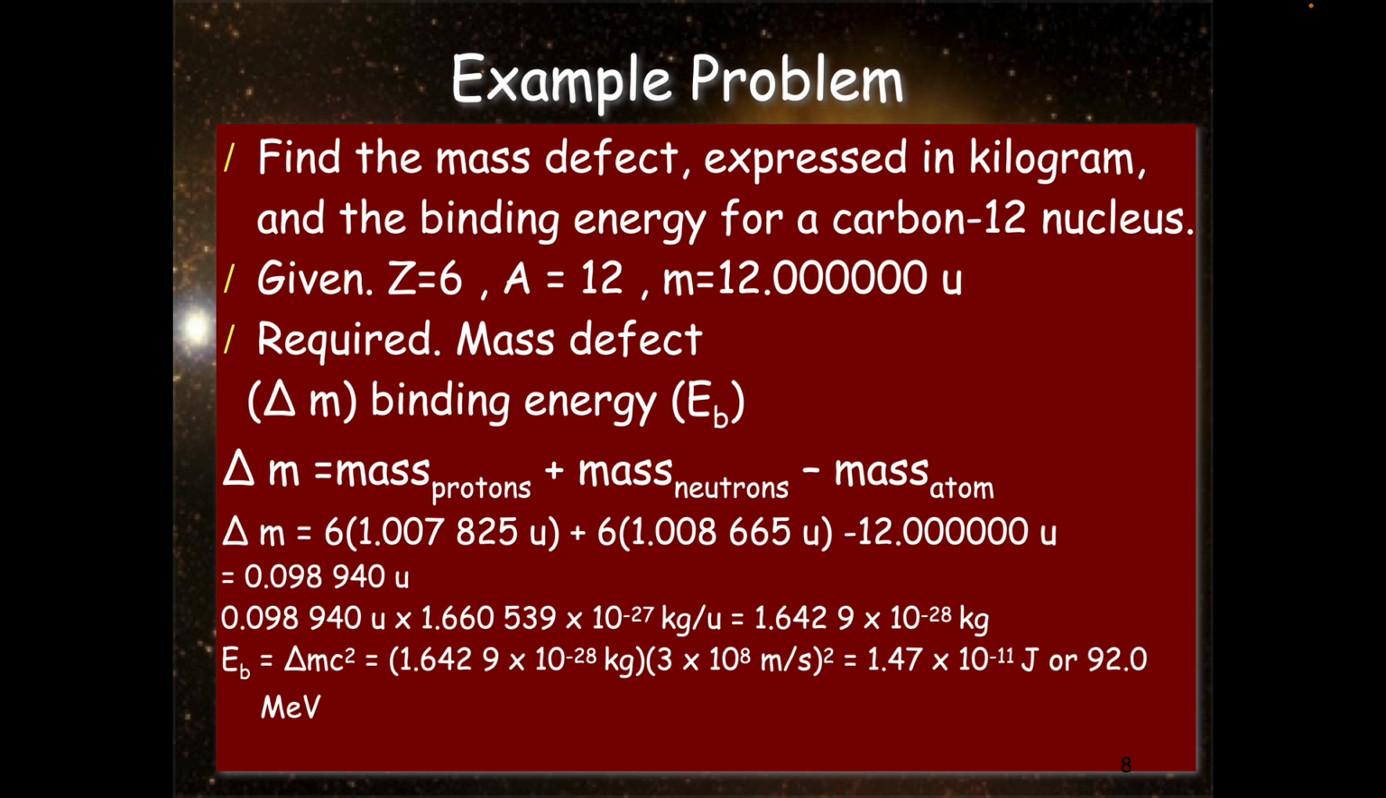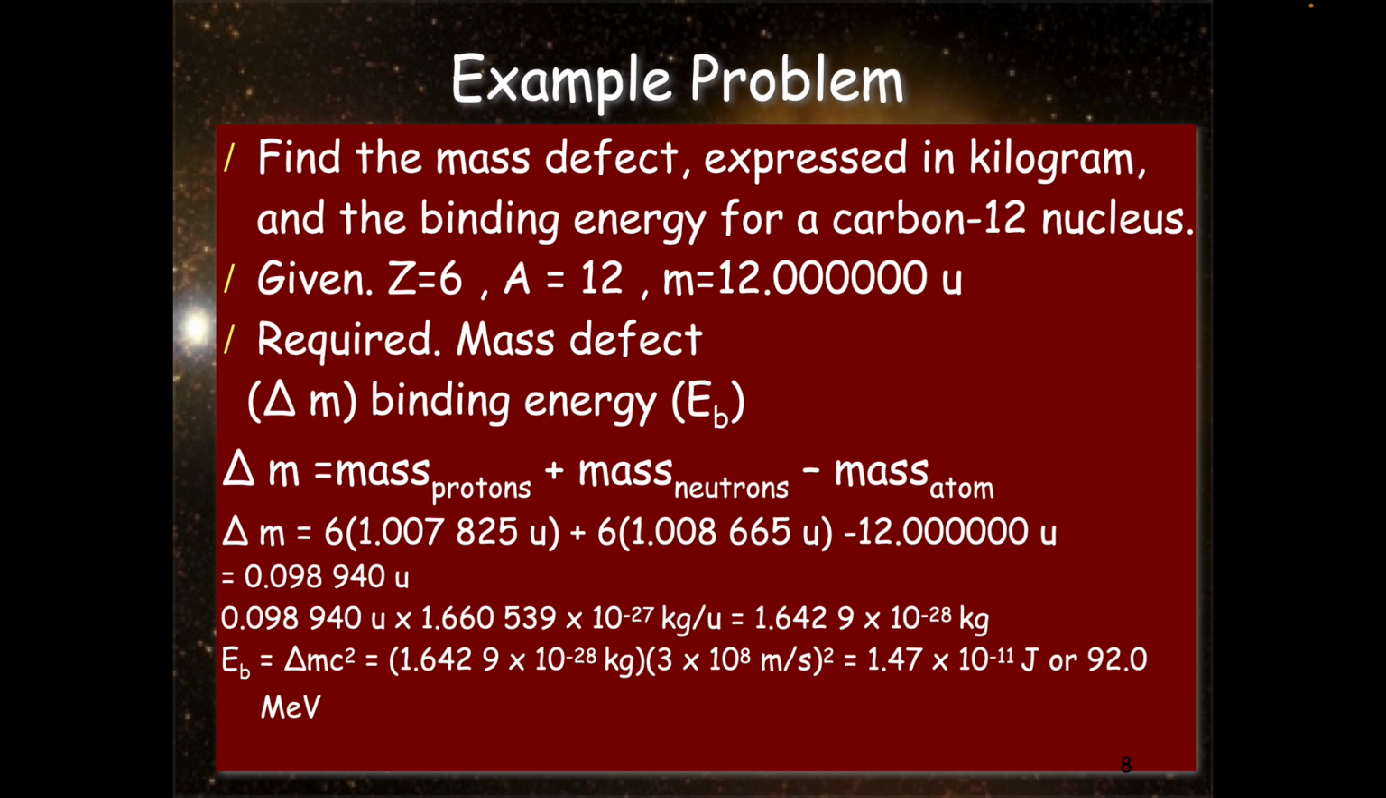0.098940 atomic mass units. Now we also use the conversion factor for atomic mass units: one atomic mass unit is 1.660539 times 10 to the negative 27 kilograms per atomic mass unit. We'll find that the mass defect is 1.6429 times 10 to the negative 28 kilograms. Now, that's not a large amount.